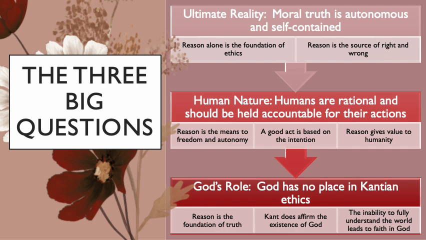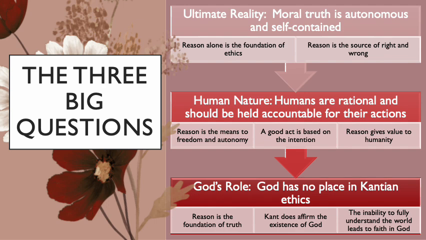According to Kant, humans are rational beings and therefore should be held accountable for their actions. Reason is the means to personal freedom and individual autonomy, and human nature should strive to promote autonomy. A good act, therefore, is based on the intention of the human, not on the outcome of the act. And this reason is what gives the intrinsic value to humanity.